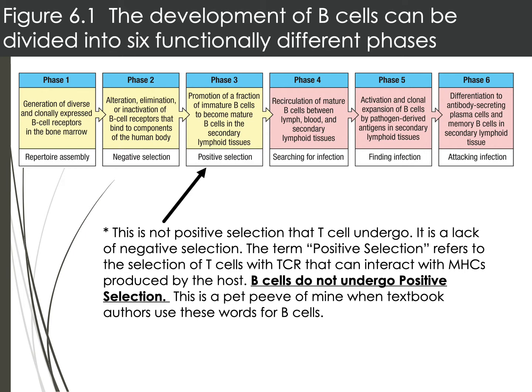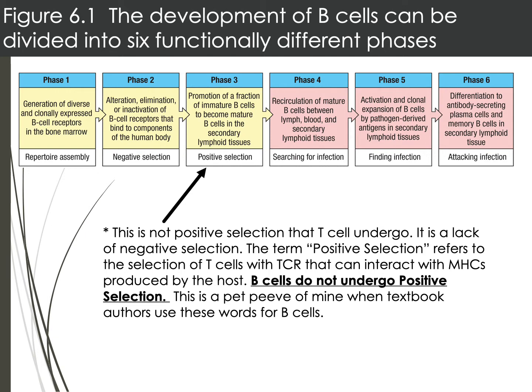And again, that's why it really irks me that textbook authors put this term positive selection in, because if you go into your glossary and look at positive selection, it's going to talk about T cells and how they are selected for their T cell receptor being able to interact with MHCs. You'll remember from our last unit when we talked about the B cell receptor, it does not have to interact with an MHC, and so we do not need to undergo positive selection for B cells. Okay, and again, that's a whole long-winded way to say, why don't they just say the lack of negative selection?